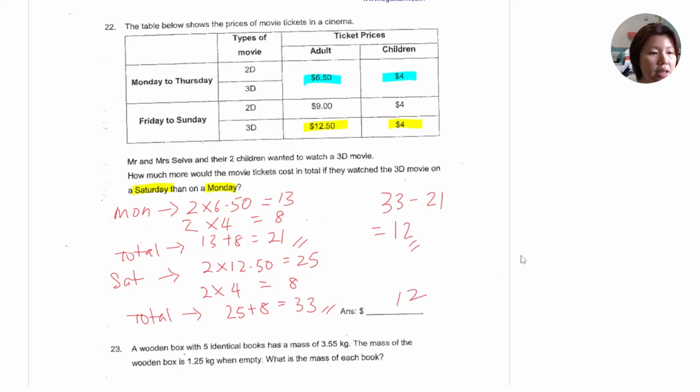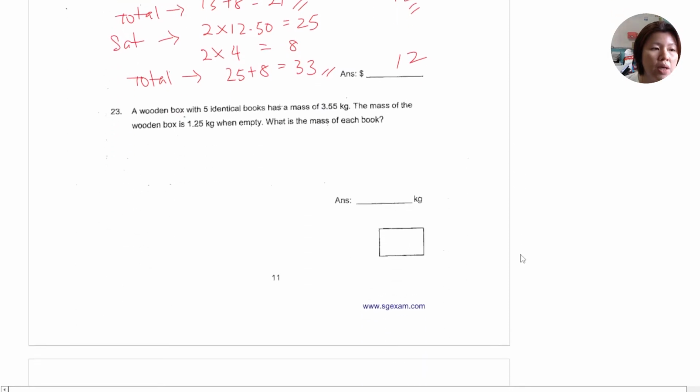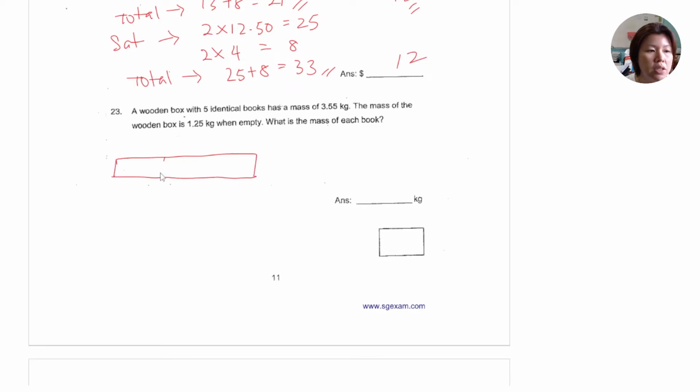Okay, let's move down. A wooden box with 5 identical books has a mass of 3.55 kg, and the mass of the wooden box is just 1.25 kg when empty, so they want to find the mass of each book. So maybe a model would be good to visualize. So this is my box, and these are 5 books.